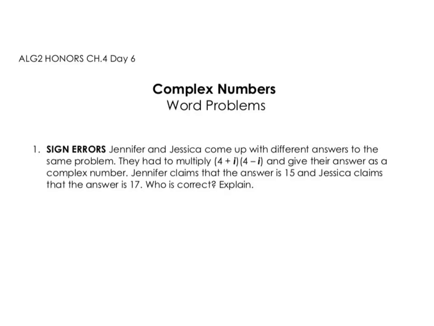They had to multiply 4 plus i times 4 minus i and give their answers as a complex number. Jennifer claims that the answer is 15 and Jessica claims that the answer is 17. Who's correct and explain? So first things first, if we're trying to write our answer as a complex number, it's either going to be a whole number or it's going to be in the form a plus bi, right?